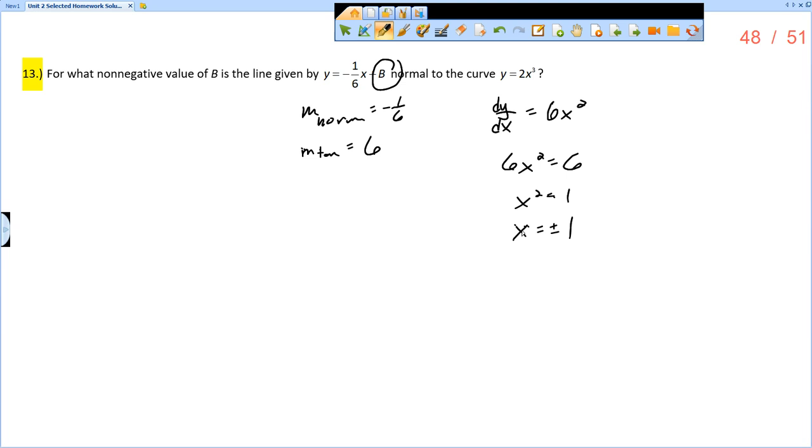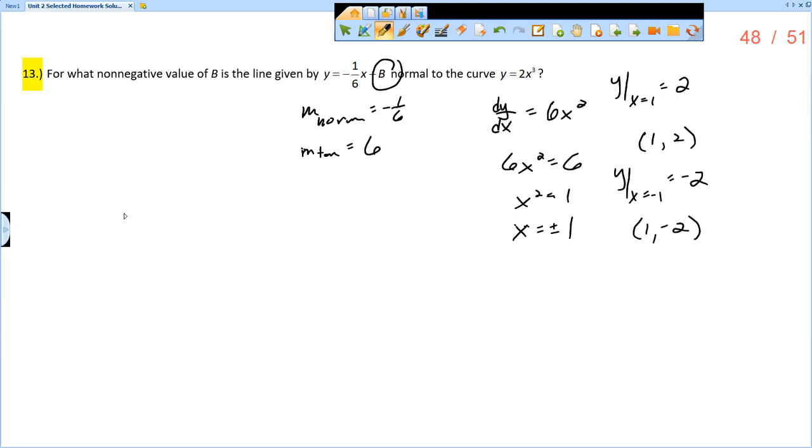If we want to consider it graphically, we know that x is positive 1. So if x is positive 1, then y would be 2 times 1 cubed, which is 2. So you have a point at (1, 2). What is y when x is negative 1? Well, 2 times negative 1 cubed would be negative 2. And so you have a normal line at the point (1, 2) with a slope of negative 1/6, or a normal line at (1, negative 2) with a slope of negative 1/6.